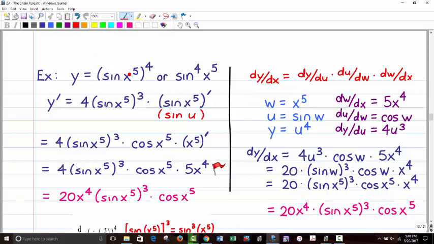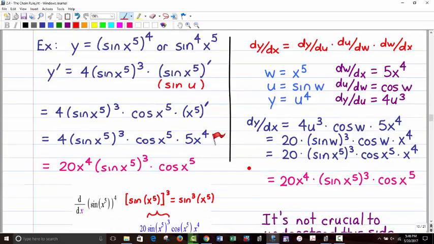I bring the 4 down. So it'd be 4 sine x to the 5th cubed times the derivative of sine x to the 5th, which would be cosine x to the 5th, and then times the derivative of x to the 5th, which will be 5x to the 4th. So I combine the 5x^4 with the 4. I just put a check mark there to indicate that technically that's correct right there. It means we've done all the derivative steps, but I just tidied up the 5 and the 4 and made it 20x to the 4th. That's all. But it was correct where the flag was.